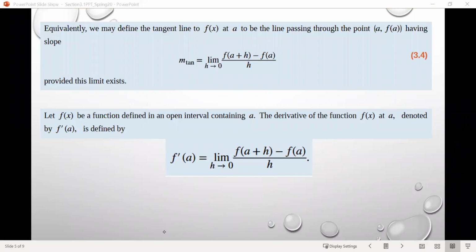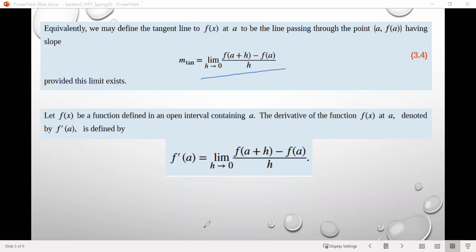So this first part up here is just summarizing what we had just found. We can define the tangent line to f of x at a to be the line passing through the point a, f of a, and having that slope that we've identified there. So our formula for the slope of our tangent line is the limit as h goes to 0 of f of a plus h minus f of a all over h. And we have some special vocabulary as well as some notation that goes along with this.